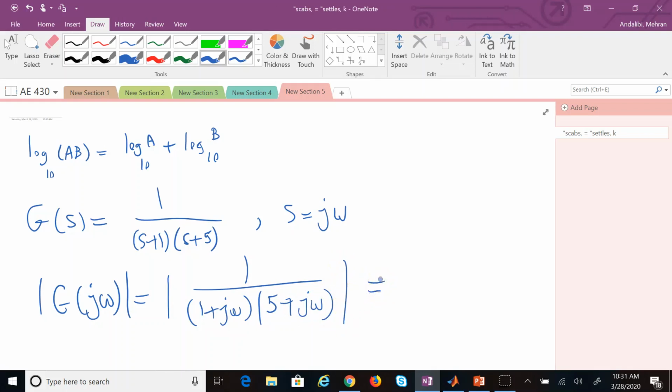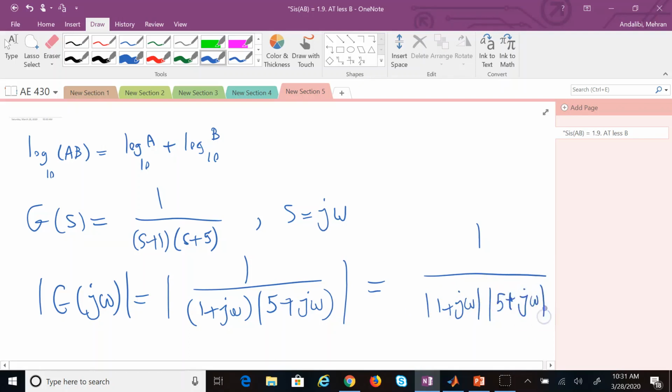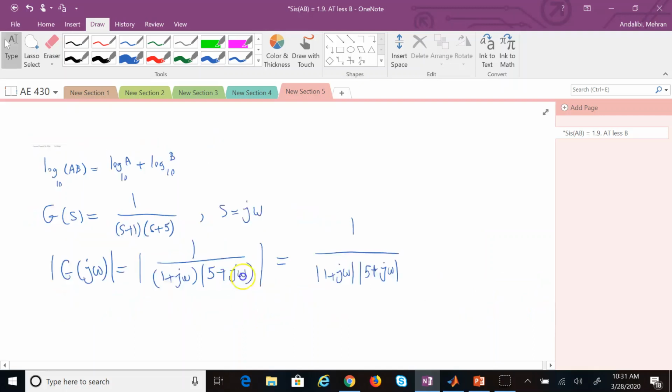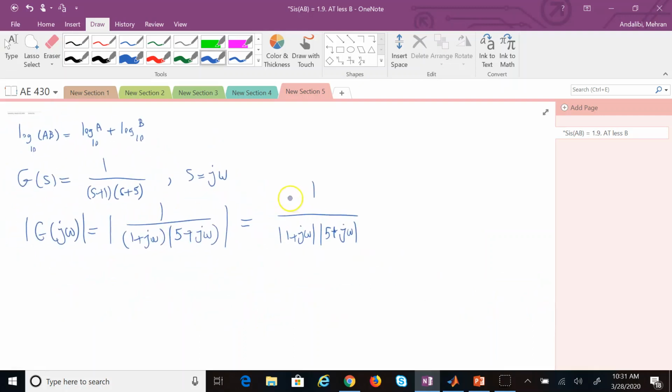And now we know from complex numbers this is 1 over what? Magnitude of 1 plus j omega times magnitude of 5 plus j omega. Or I can write it as this if you want. I can put a 1 and a 1 here and clean this up. So it's going to be the first one times the second one. So you see, it's the magnitude of the first order system times the other first order system. So the magnitudes are multiplied, right?